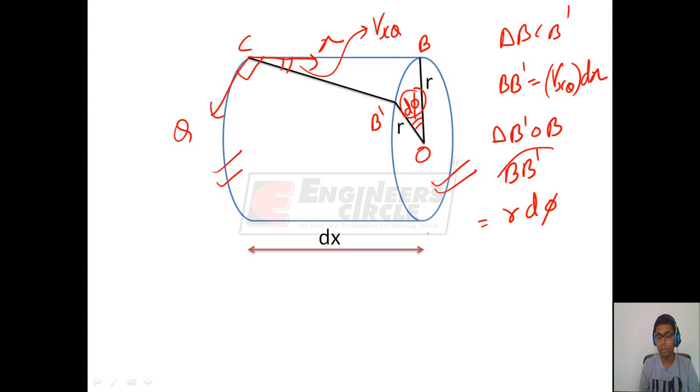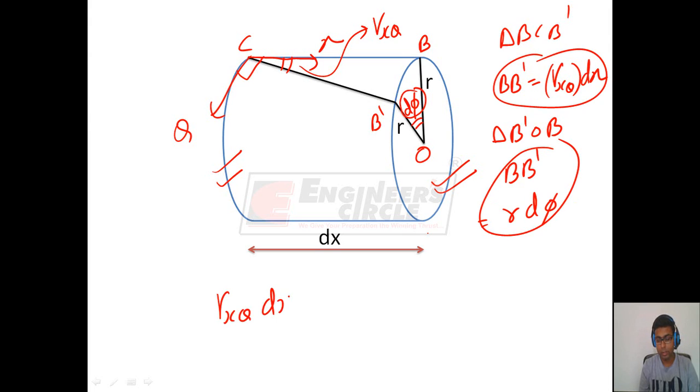Therefore, equating this BB dash and this BB dash, we get gamma x theta into dx is equal to R d phi. Therefore, we get d phi by dx as equal to gamma x theta by R.